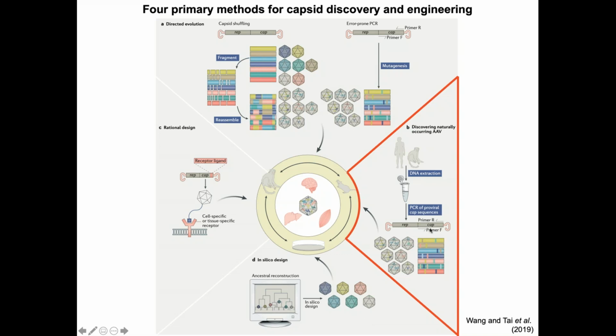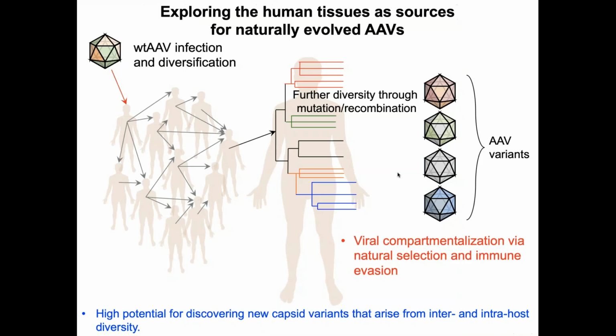But because I'm a student of Guangping Gao, our lab really does focus on what diversity can tell us about vector biology and in natural settings. So what we've done is you can take tissues from either human donors or non-human primates and probe the diversity of AAV in its natural setting. The concept of this is very, very straightforward.